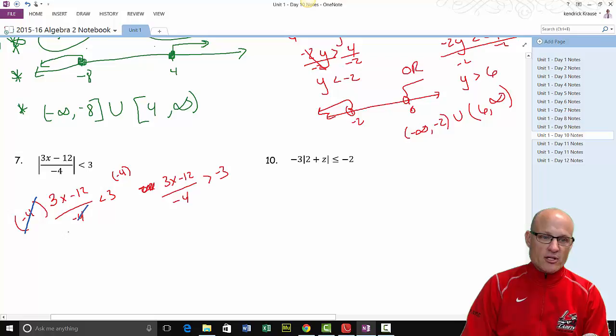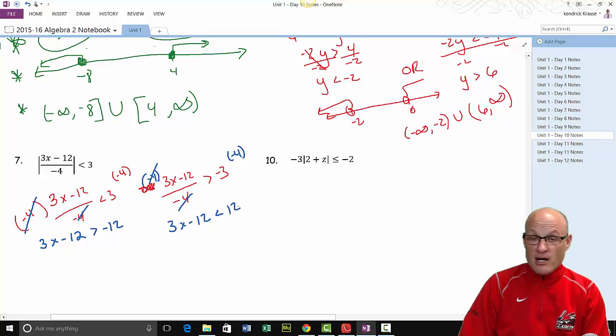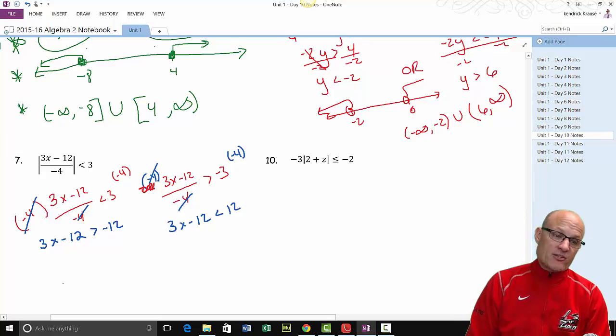These go. So I'm left with 3x minus 12 is greater than -12. Multiply by -4 here. Multiply by -4 here. So I get 3x minus 12 is less than 12. All right, now all I've got to do is solve it. Add 12 to both sides, I get 3x is greater than 0. Divide both sides by 3, I get x is greater than 0.